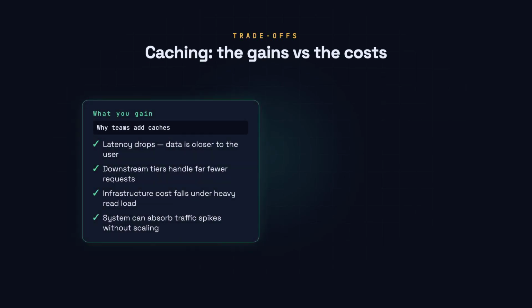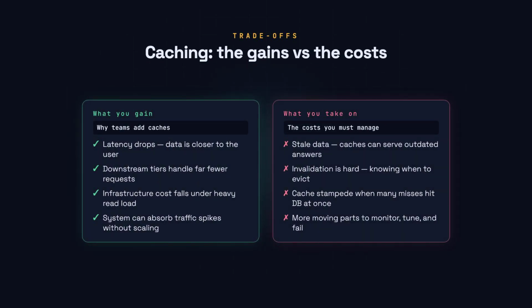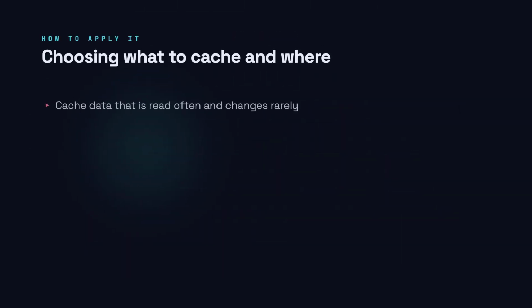Caching gives you dramatically lower latency and the ability to absorb enormous read traffic without scaling every downstream tier. But it introduces two problems that trip up almost every team. First, staleness. A cache stores a snapshot of data, and that snapshot can go out of date. Second, invalidation. Deciding when to evict or refresh a cache entry is genuinely hard. Phil Karlton famously called it one of the two hardest problems in computer science. There is also the cache stampede, where a popular entry expires and thousands of requests all slam the database at exactly the same moment.